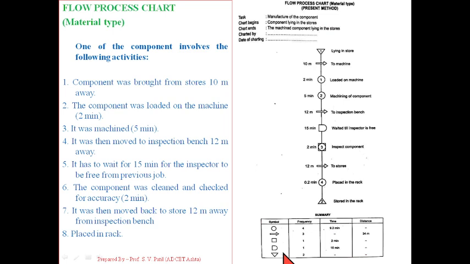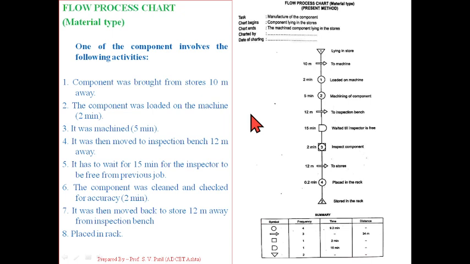Now the last symbol, storage. Initially the component was lying in the store and at the last the component is stored in the rack. So these are the two events which are indicating the storage. So the frequency is 2. No need to mention any time or distance over here. So this is the way through which we are supposed to prepare the flow process chart.